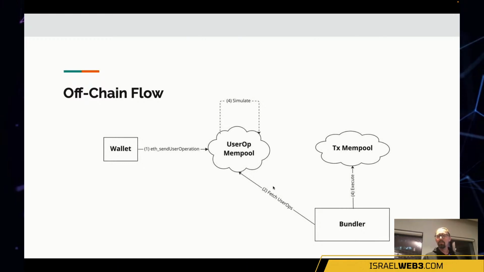So basically, the bundler takes user ops from the mempool, executes and validates them once again, and then builds the transaction and executes it. So the regular transaction happens here.